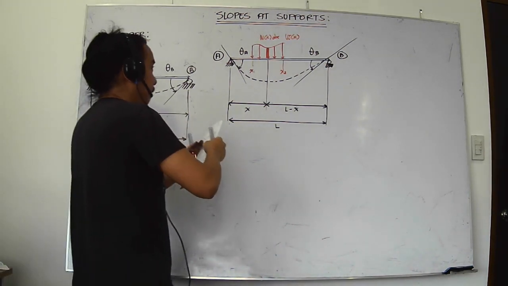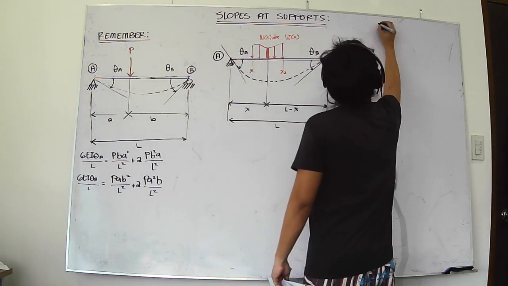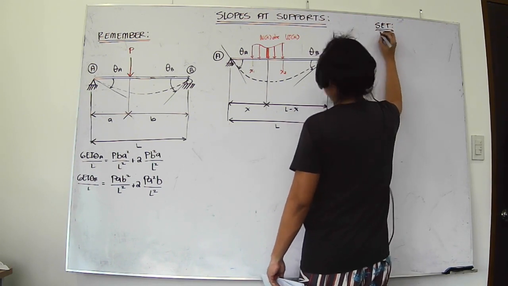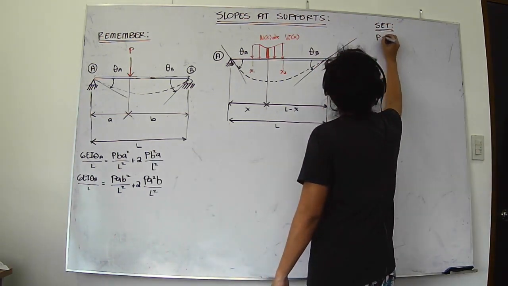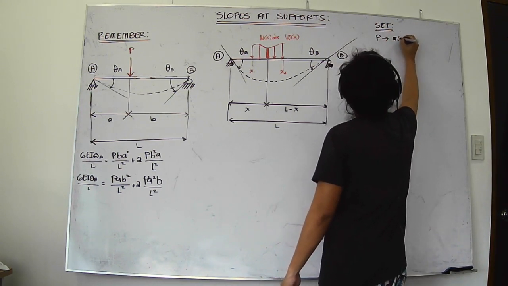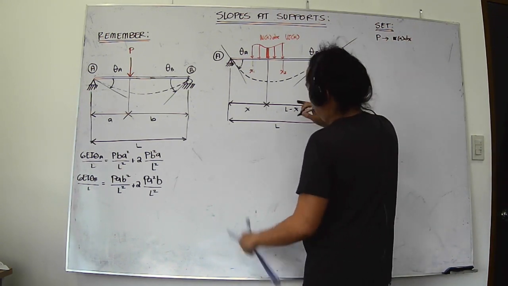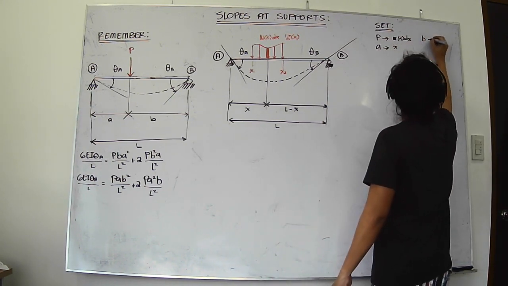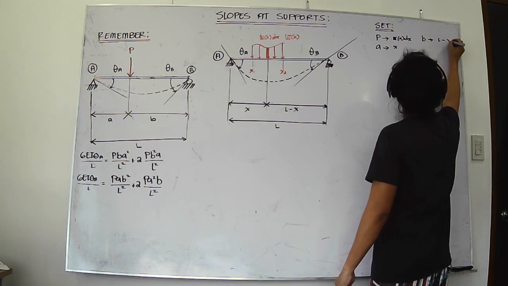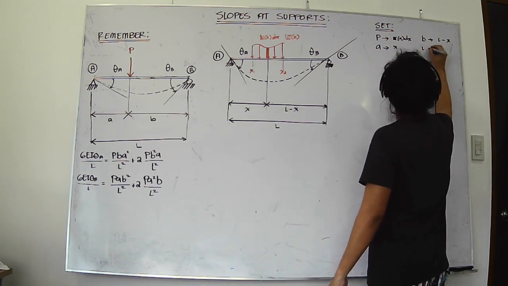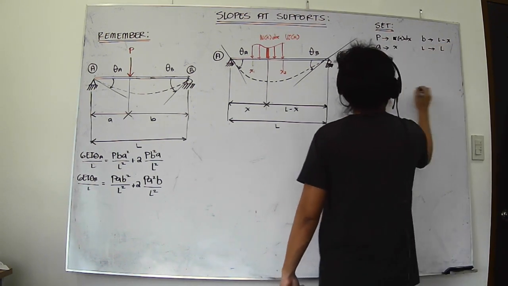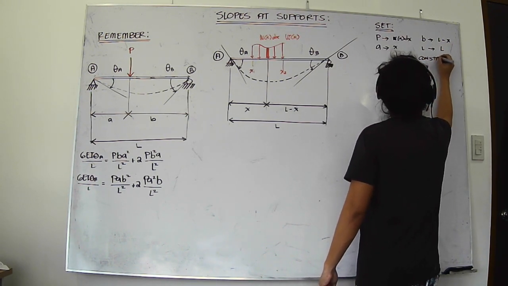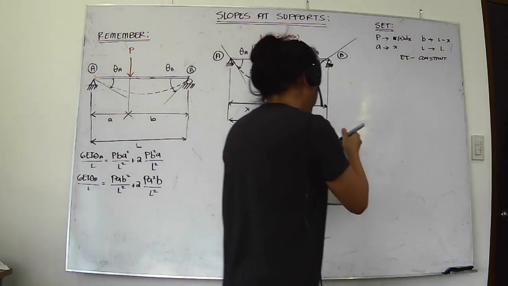We need to set some stuff. Okay? So set our P din eh is equal to wx dx. Okay? Our A is x. Our B is L minus x. Our L is just L gyapon siya. Okay? Just to consider rin na EI is constant. So, take on na concern na ni EI.